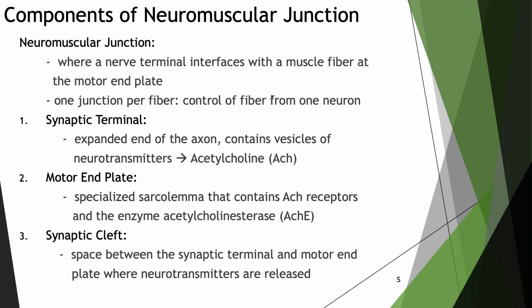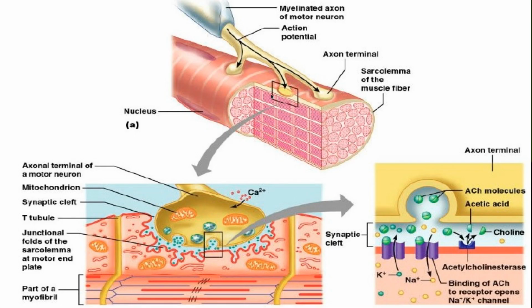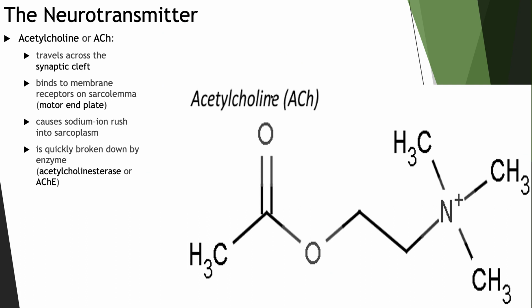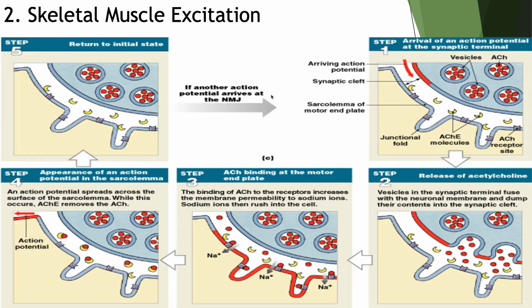So this is just talking about some of the components of the neuromuscular junction here. And we talked about specifically what the neuromuscular junction was, which is where a nerve terminal interacts with a muscle fiber at the motor end plate. We also talked about the synaptic terminal, motor end plate, and synaptic cleft. And this just highlights what we just talked about. We've also talked about the importance of ACH to this point, and this just highlights the structure and a little bit more about the involvement of ACH. And we'll talk more about this later on as well.